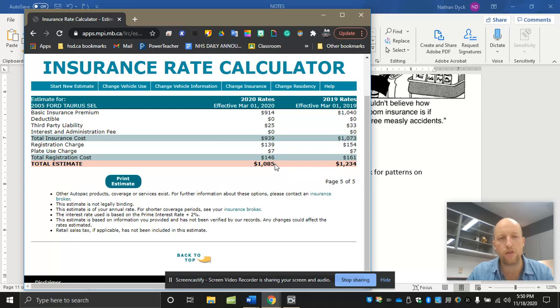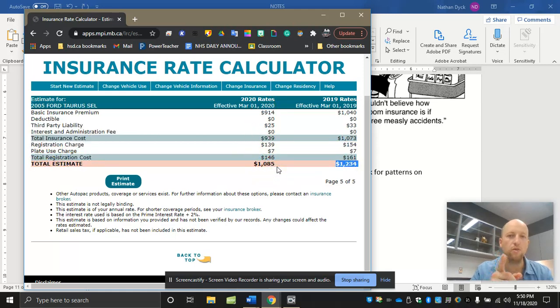It's only a $100 change from the $200 to the $500 deductible. But you begin to see how these values change. They say it's an estimate, but it's pretty close to the accurate values that you're actually going to be paying when you go to MPI.